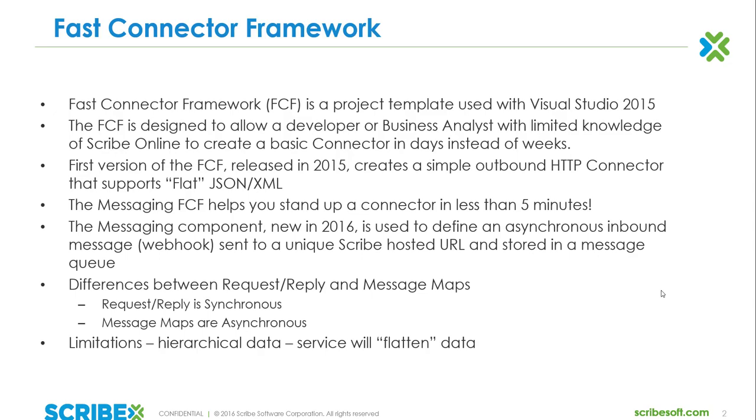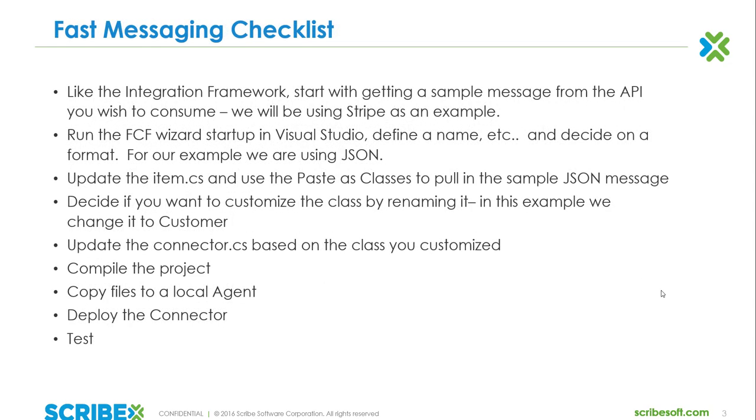So to get started, I've got a checklist that I'm going to go through. Start off by getting a sample of the message from the API. In this example, we're going to use Stripe. We're going to run the FCF wizard in Visual Studio, define a name, etc., and decide on the format. In our example, we're going to be using JSON. We'll update the item.cs, which is added by default, and then we're going to update the connector.cs as well with some changes that we're going to make in customizing this. We'll compile the project, copy the files to a local agent, deploy the connector, and test.